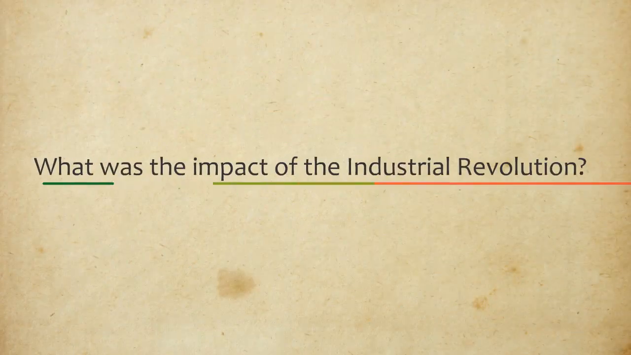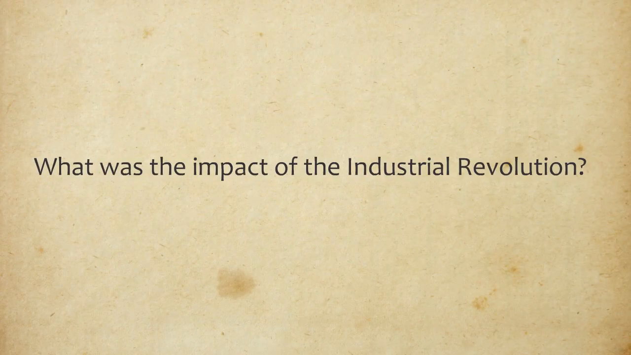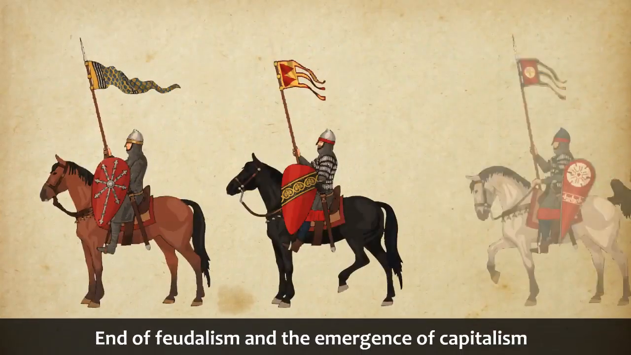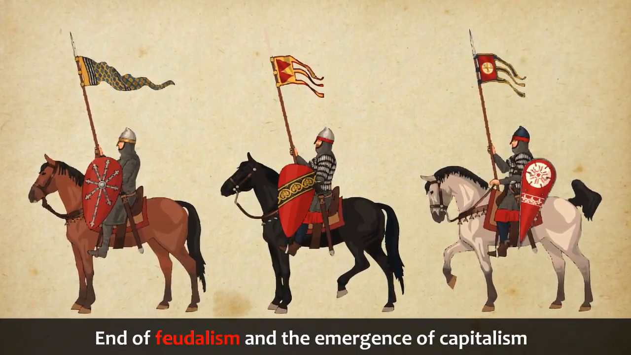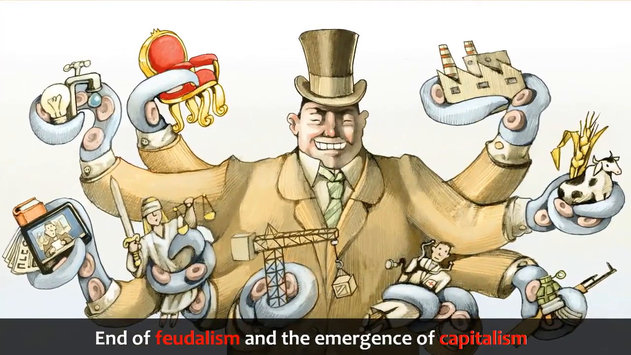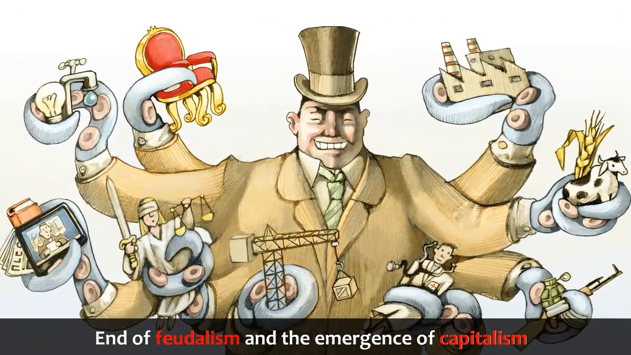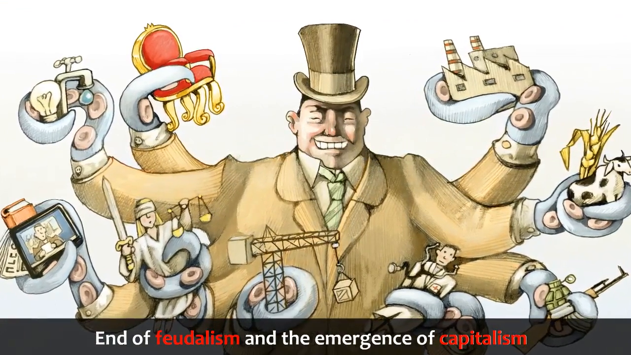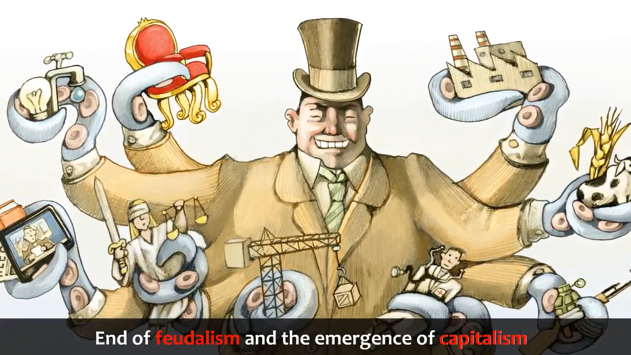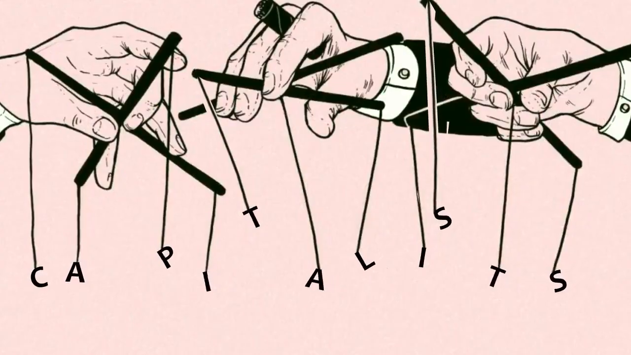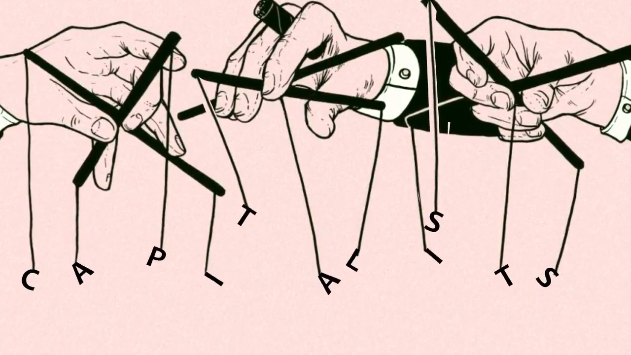Let us see how the lives of the people and the society got affected by this rapid industrialization. The industrialization brought in by the Industrial Revolution marked the end of feudalism and the rise of capitalism. In this system called capitalism, the production was in the hands of private owners whose main motive was to gain individual profit. These private owners were called capitalists.